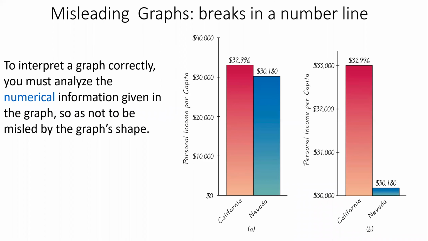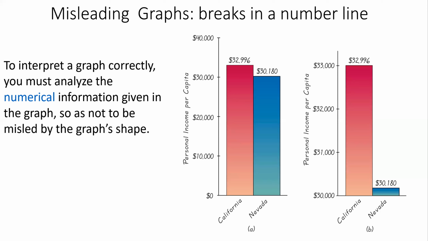In this video, we're gonna talk about misleading graphs, what kind of mistakes to look for, and how to spot those mistakes. And I just want to say right away that some mistakes are intentional and some are not intentional. So here's a first misleading graph, which results from breaks in a number line.